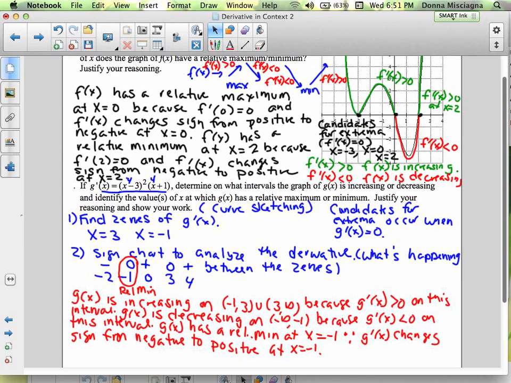So that's some ways that we can analyze a function using the derivative, and we'll do a lot more of this when we get to curve sketching. This was just kind of a little taste of it.